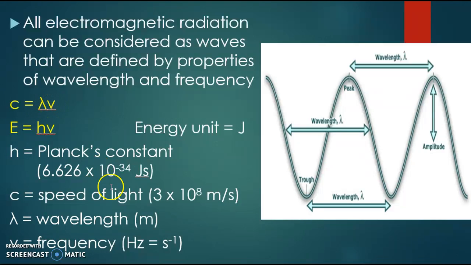v is frequency, which is measured in hertz, which may be a new unit for you. If it is, it's just seconds to the negative first. E is energy. h is Planck's constant. It's always this value here. And then v, once again, is frequency. So frequency overlaps in both of these equations.